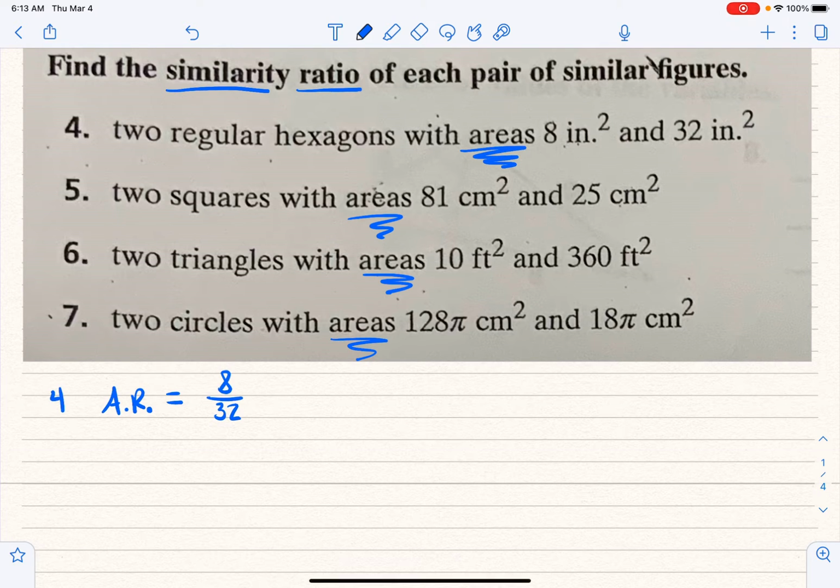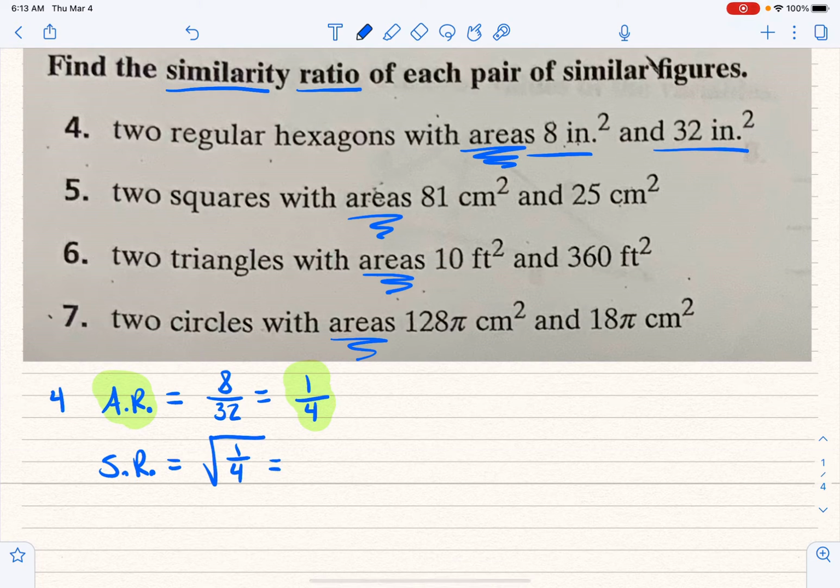And where did those numbers come from? Right here, 8 and 32. The inches squared would cancel out. Now, I'm always going to reduce if I can. And 8 over 32 reduces to 1 over 4. These two are still the same. 1/4 is still the area ratio. But then to find the similarity ratio, I have to take the square root of that. The square root of 1/4. Well, the square root of 1 is 1. The square root of 4 is 2. And so the similarity ratio for number 4 is 1/2.